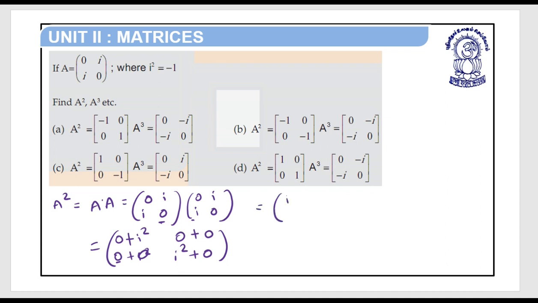So I square, 0, 0, I square. So minus 1, 0, 0, minus 1. Minus 1, 0, 0, minus 1. So here only one option is there which has minus 1, 0, 0, minus 1. So we don't have to find out A cube because B is the right answer.